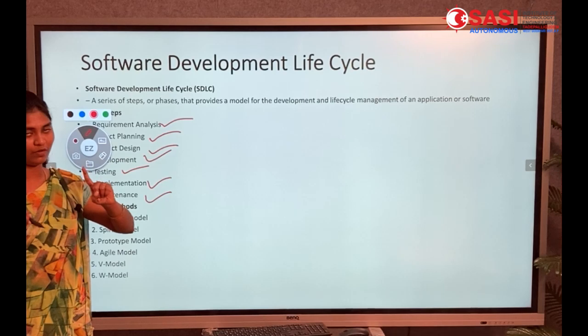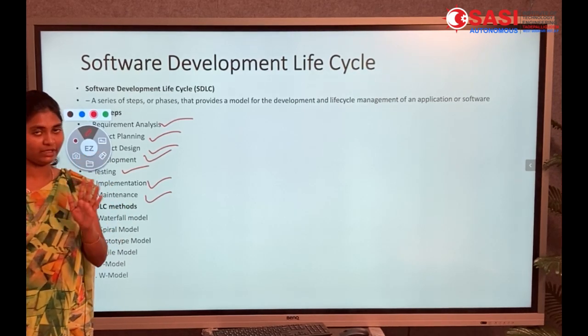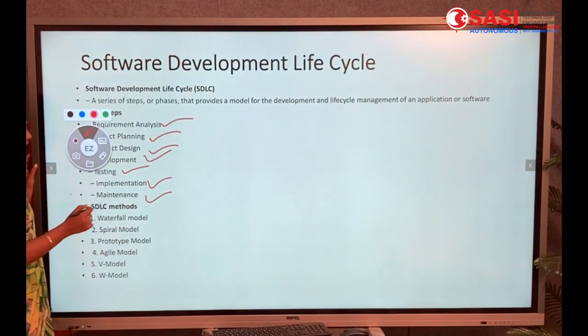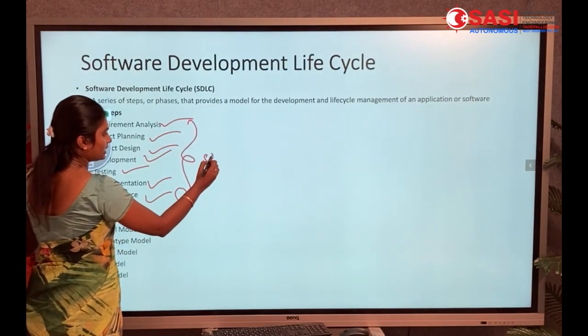Maintenance phase is a unique phase which does not change any activities in the particular development phase. Okay, development management. These are all the qualities involved in the SDLC steps.